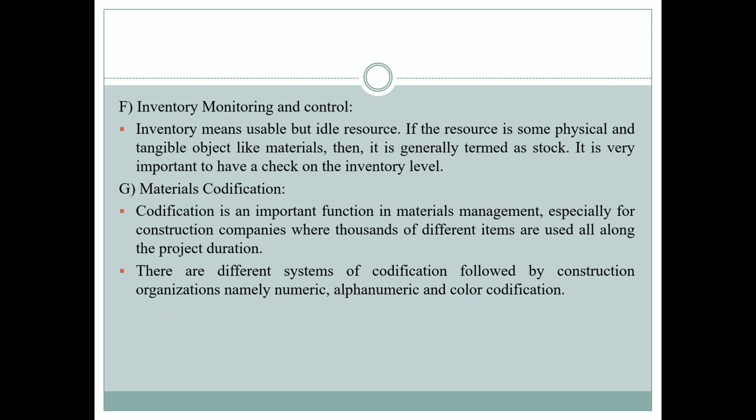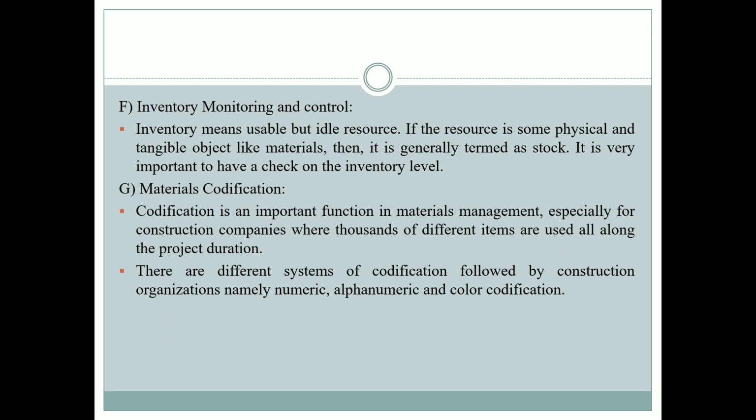Next, materials codification. This is another function. When you have large, huge mega projects, the materials in use are thousands together. So it is very difficult to identify the material. So codification of materials for their easy identification is very important. It's an important function in material management, especially for construction companies where thousands of different items are used all along the project duration. There are different systems for codification like numeric, where the materials are identified numerically, or alphanumerically, or color codification also.